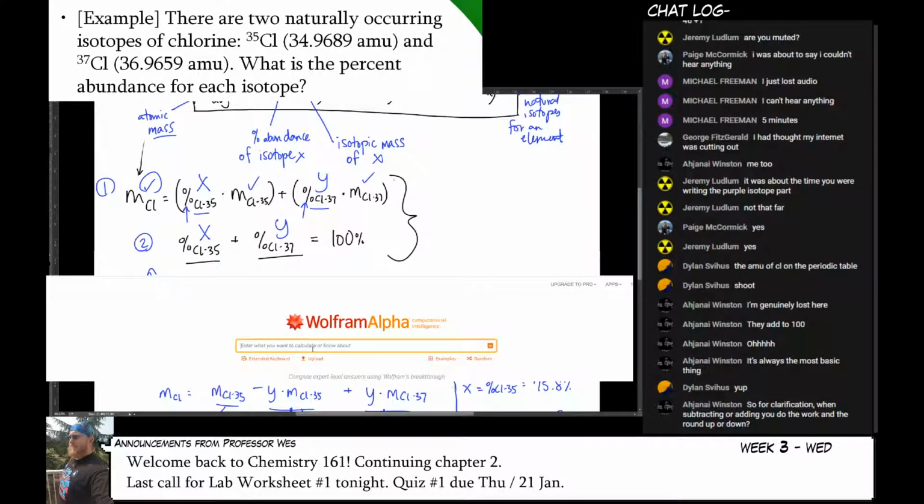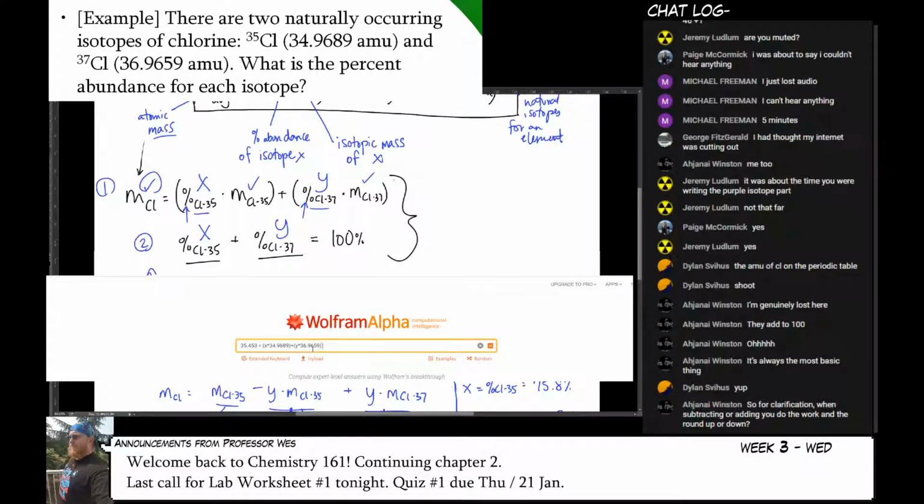So remember that the expression was mass of chlorine, which I'm going to type in. Oh, it's not 9, it's a 3. Equals percent abundance of chlorine-35, I'm going to call that X, times the mass of chlorine-35, which was 34.9689, plus percent abundance of chlorine-37, Y, times its mass, 36.9659. So that's the first equation.